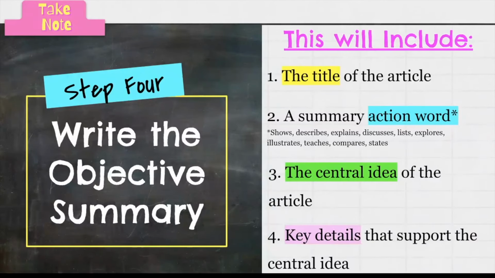Now, if you're reading an article that's split into sections, you can pick out a key detail from each section, and that will be the sentences that you have. So if you have an article with 4 sections, your first sentence will be numbers 1, 2, and 3 here: the title, summary action word, and central idea, and then the remaining sentences will come from each section. I hope that makes sense. So that's how you write an objective summary.